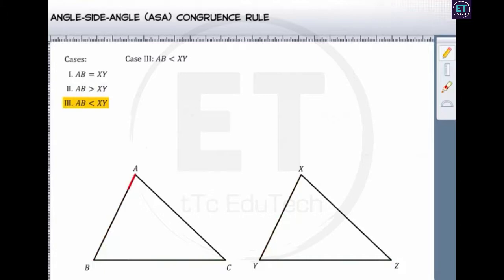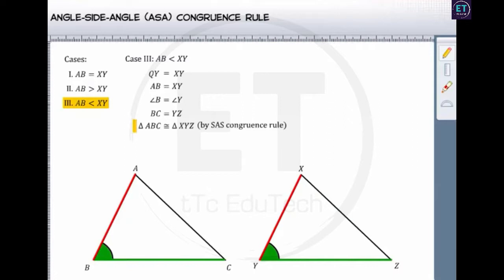Lastly, consider AB is less than XY. In this case, consider a point Q on XY such that QY is equal to AB. Proceeding the same way as we did in case 2, we can conclude that QY is equal to XY. Therefore, by the SAS Congruence Rule, triangle ABC is congruent to triangle XYZ.